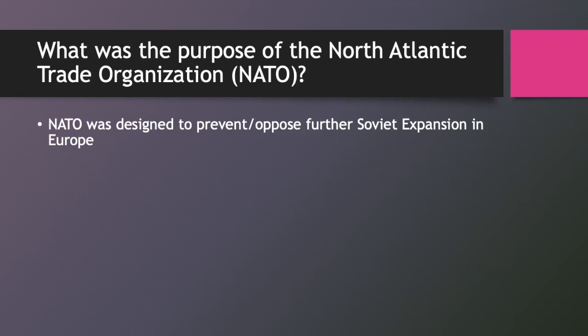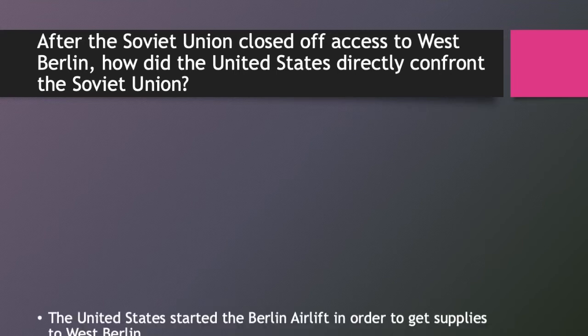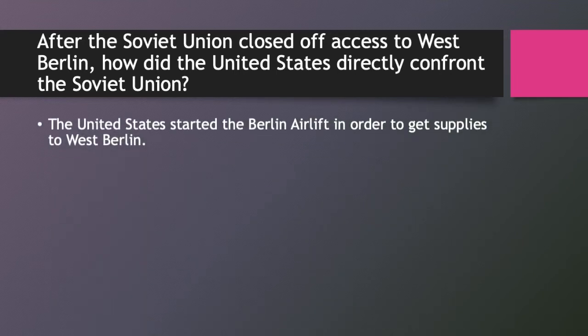All right. Next up, after the Soviet Union closed off access to West Berlin, how did the United States directly confront the Soviet Union? Well, if we remember, through reading and through presentations, the United States engaged in the Berlin Airlift in order to supply Berlin because the roads and the train systems were cut off. So the United States flew in over 800 airplanes and had them constantly moving in and out and bringing supplies in.